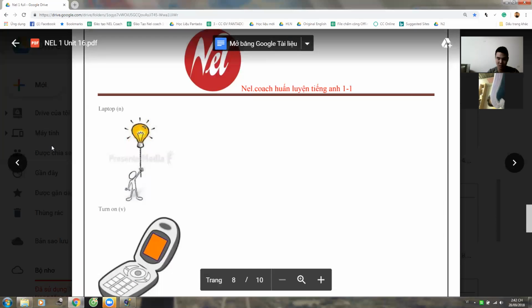I often turn on the light at night. Turn on the light. Okay. Turn on the light, turn on the computer, turn on the fan. And the next word is cell phone.